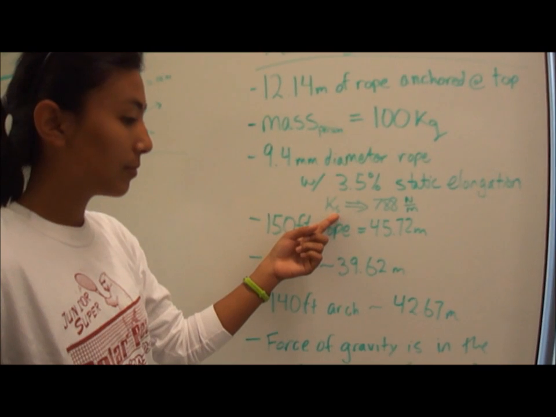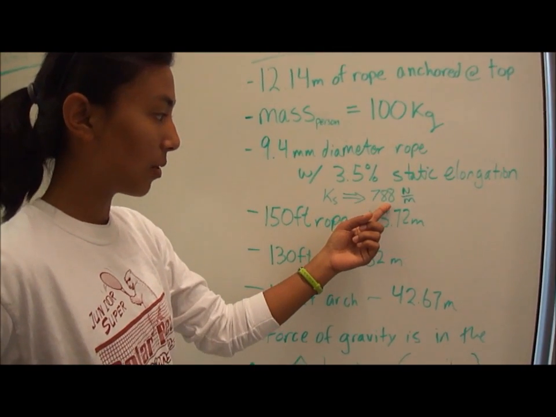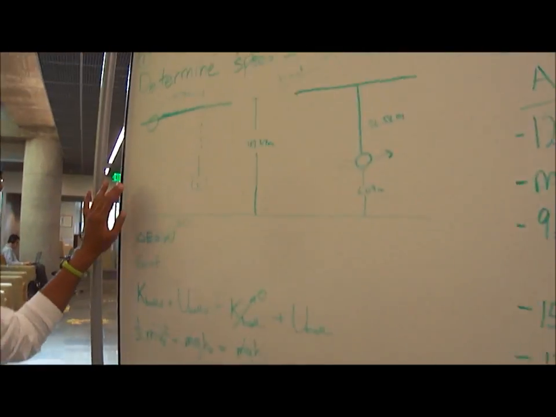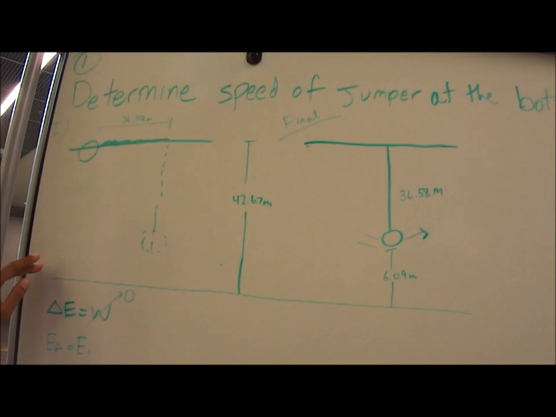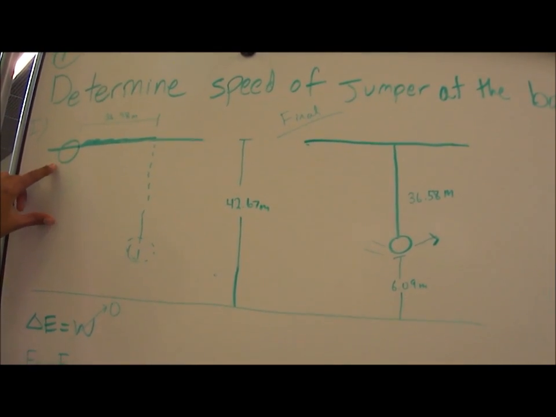Using that length, I calculated the spring stiffness of the rope, which is 788 newtons per meter. So I wanted to calculate the speed at the bottom of the swing. So here's my initial state. This is an ideal rope.